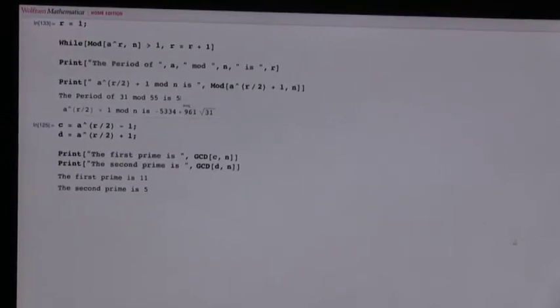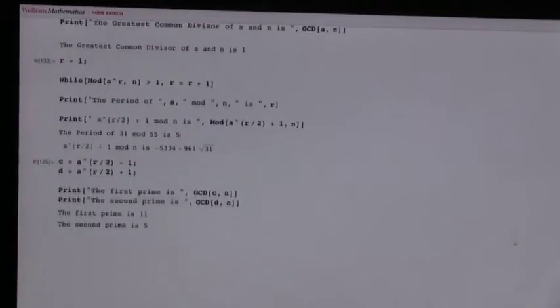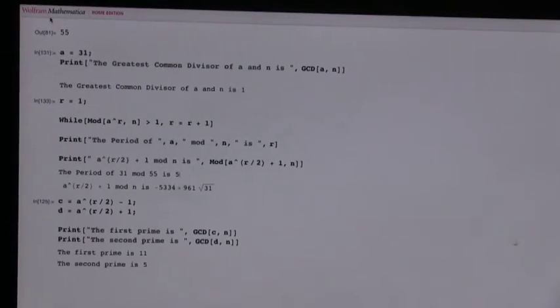We want this to be even. Unfortunately it's odd, so we have to choose a new number. 31 doesn't work for this algorithm, but that's okay, that was easy. So we have to pick something other than 31.